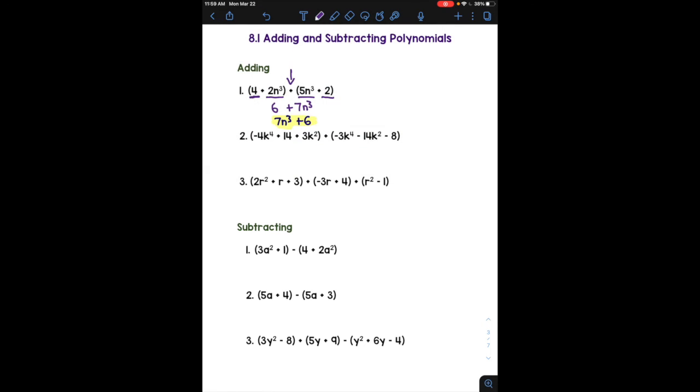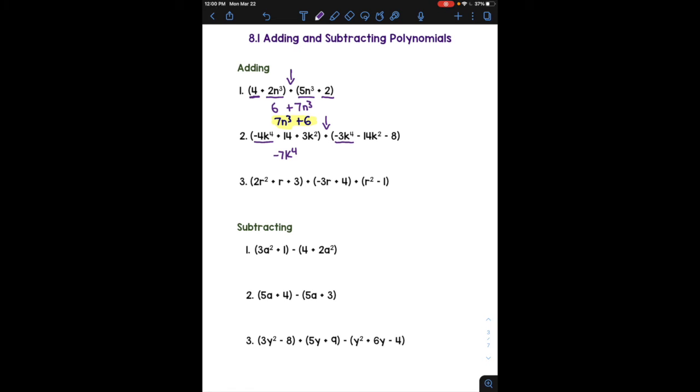Let's take a look at problem number 2. I'm going to add these two trinomials. Let's combine our like terms, starting with the first term in the first trinomial. What is the like term in the second trinomial? Well, since it has a k to the fourth, like terms have the same variables with the same exponents. So that like term would be negative 3k to the fourth. Combining those will give us negative 7k to the fourth.